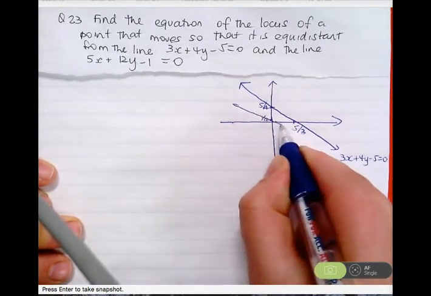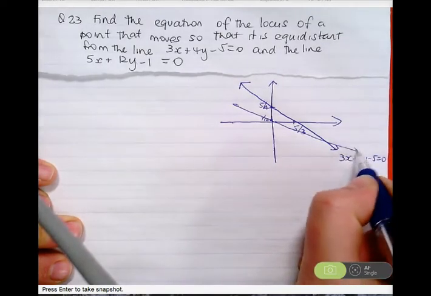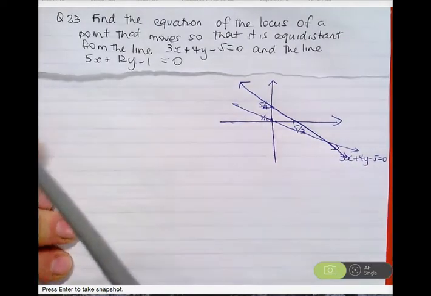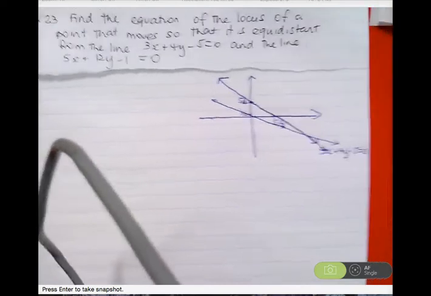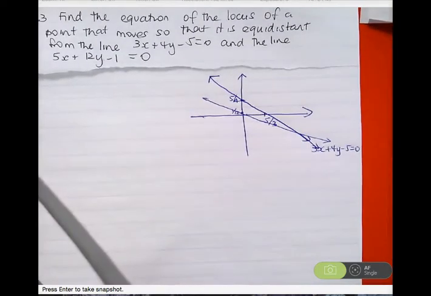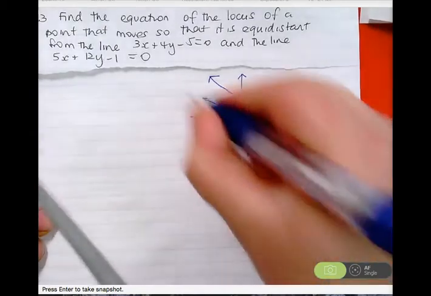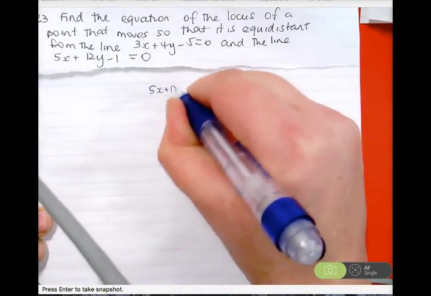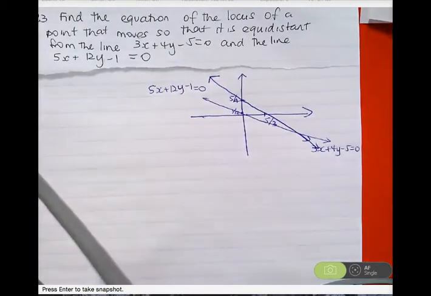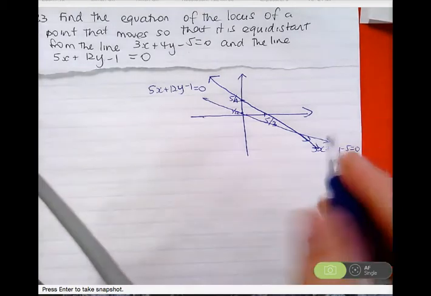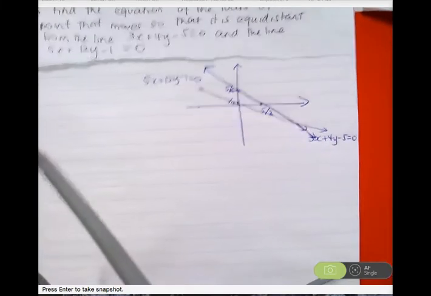It doesn't matter where they cross, but they will cross because they've got different gradients. See, girls, if lines have got different gradients, they will cross. Might be off the page somewhere, but they will cross. If two lines are not parallel, they will eventually cross somewhere. All right? So that was that line, and this other line is 5x plus 12y minus 1 equals 0. Now you have to find the equation of the locus of a point that moves so that it is equal distance from those two lines.